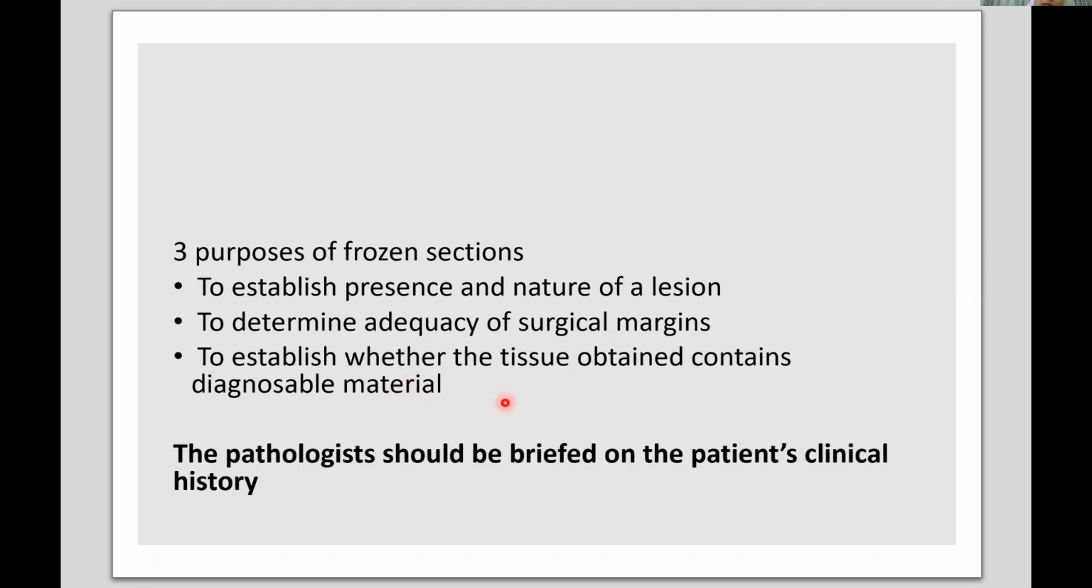For example, in brain surgery, they do a frozen section because they want to know whether the section they take is from a lesional area. Sometimes it's quite difficult to see whether it is a lesional or non-lesional area. Then the pathologist should be briefed on the patient's clinical history before the frozen section.